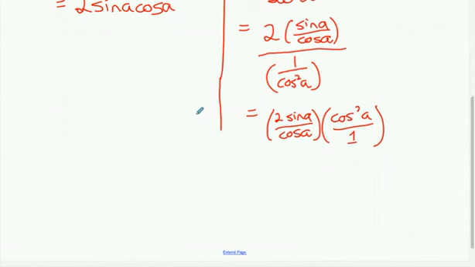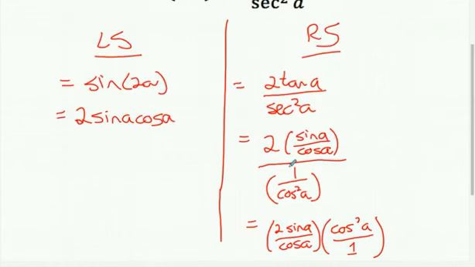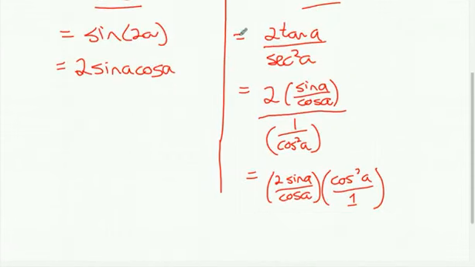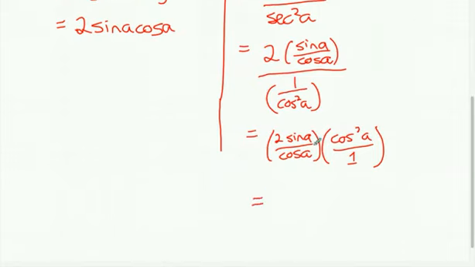Right, so I haven't changed the value of anything. I've just used identities that I know are true. And I'm going to keep simplifying. So I have a cos squared a. That means I have cos a times cos a. So I can cross off one of those with this one. And then all I have left is 2 sine a cos a in the numerator.